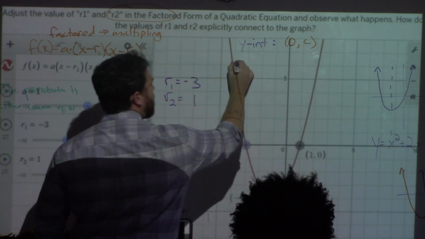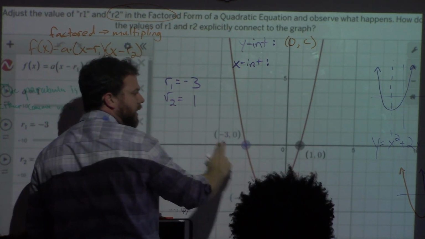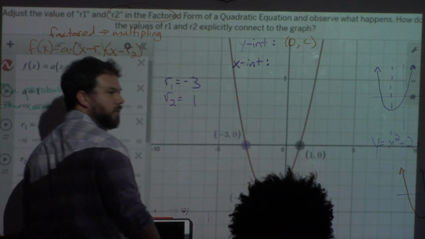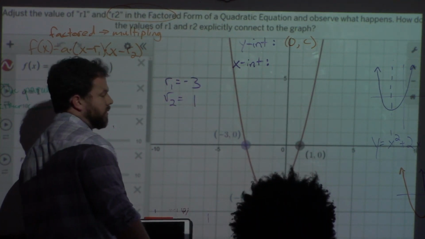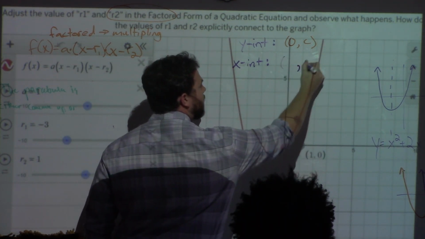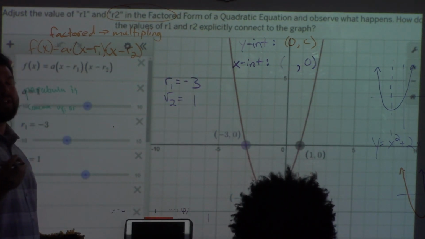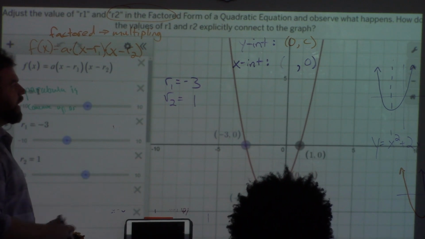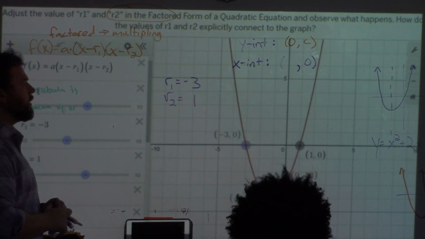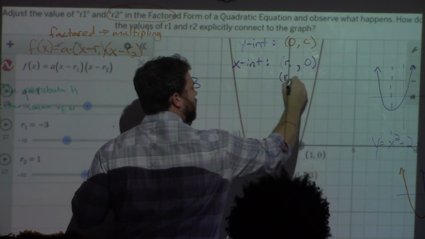So I want you to notice, what is always true for every x-intercept that's ever existed? The y is 0. It's on the x-axis, so my y is 0, okay? How many x-intercepts do we have? 2. And so that's why we have an R1 and an R2.